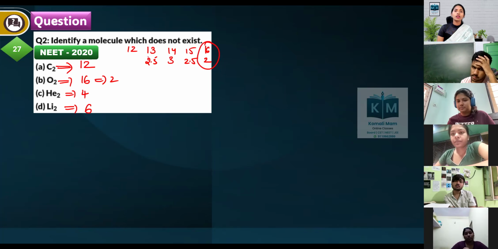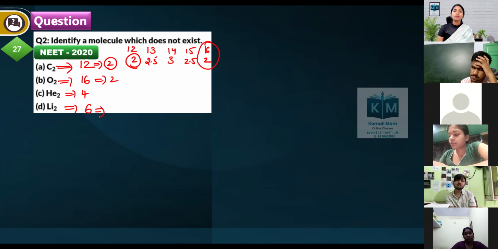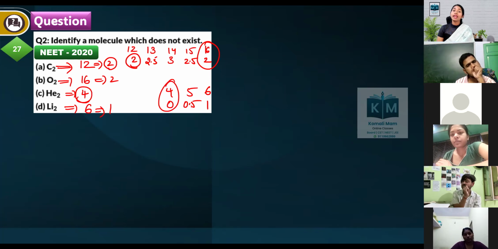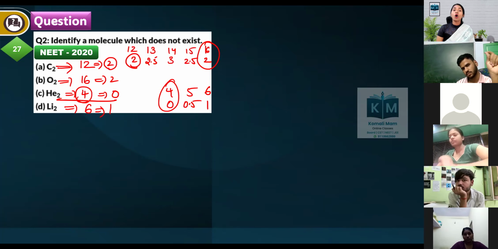12 also has bond order 2. Next, 6 electrons, what is the bond order? 4, 5, 6. This is 0.5, so this is one bond order. The case where 4 electrons are present or 8 electrons are present, the bond order is 0. If bond order is 0, it does not exist. Option C is the correct answer.